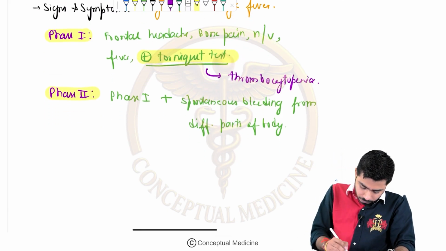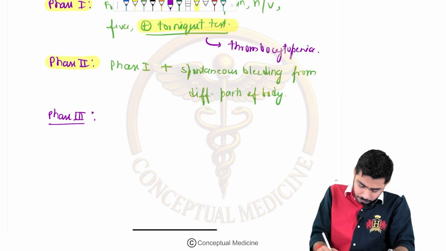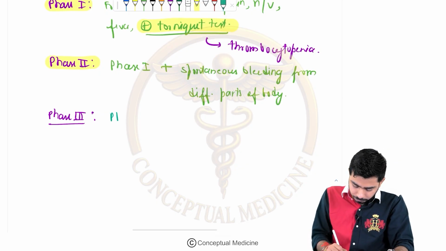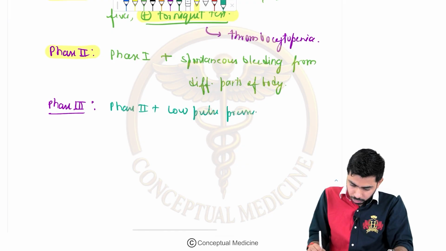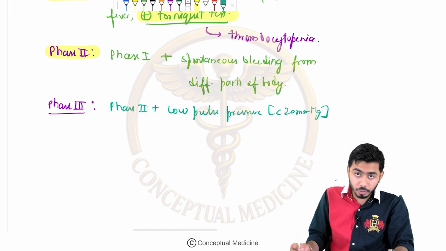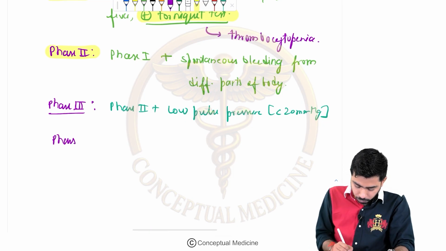The third phase which we shall talk about is phase 3. The phase 1 and phase 2 features might be present. With that, we shall be talking about the low pulse pressure, that is lesser than 20 millimeters of mercury. Low pulse pressure can be seen, right? Then at last we shall be talking about phase 4 as well.